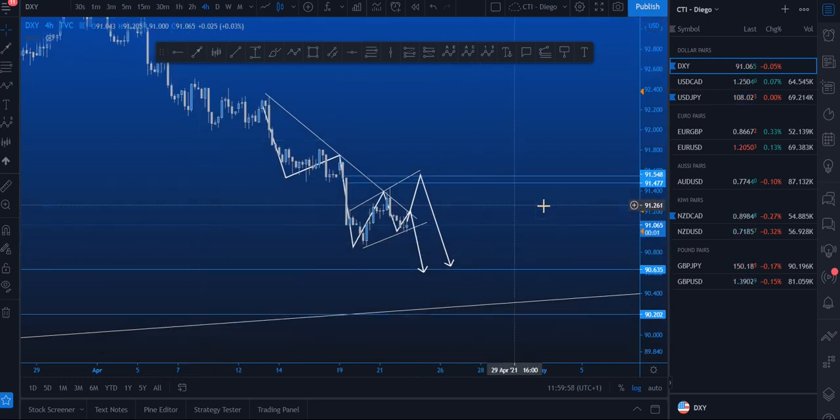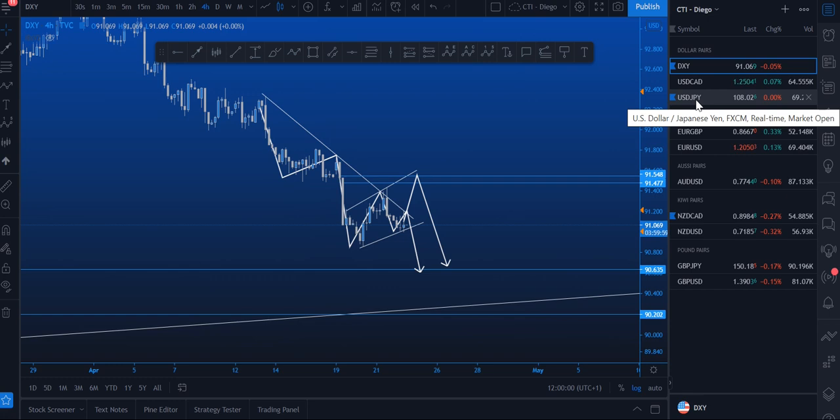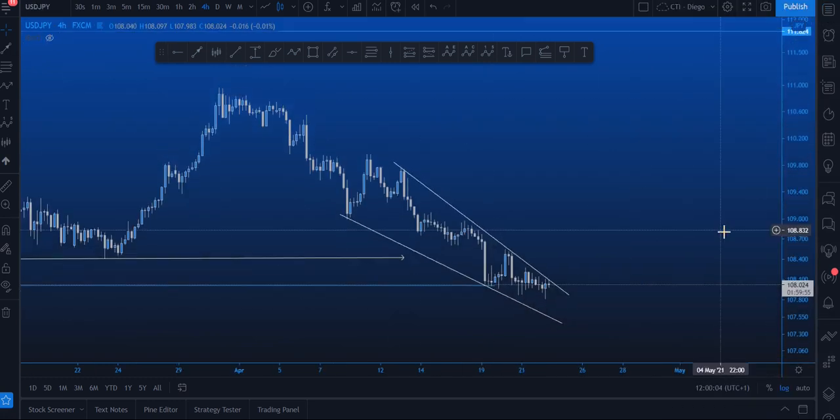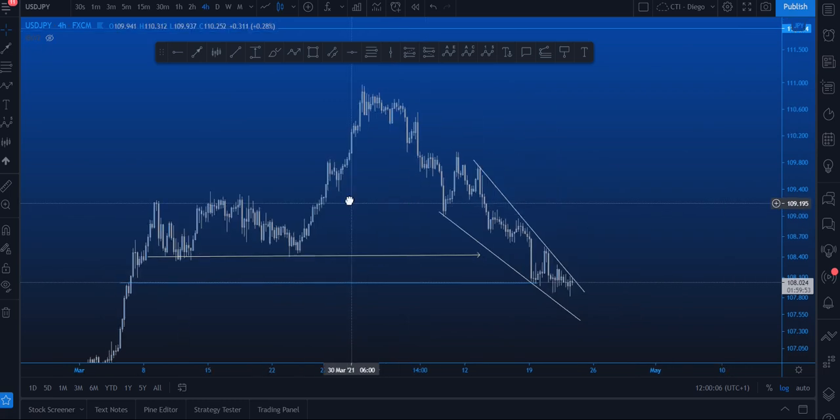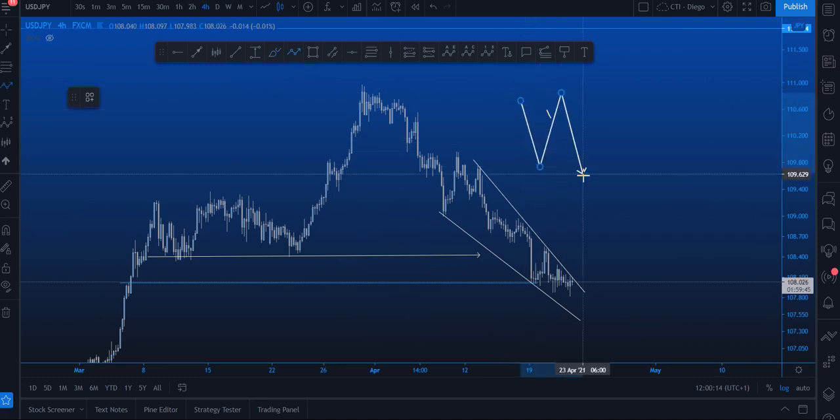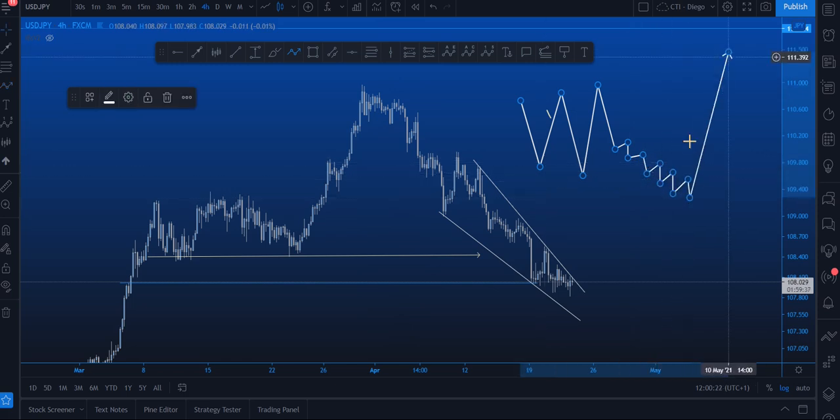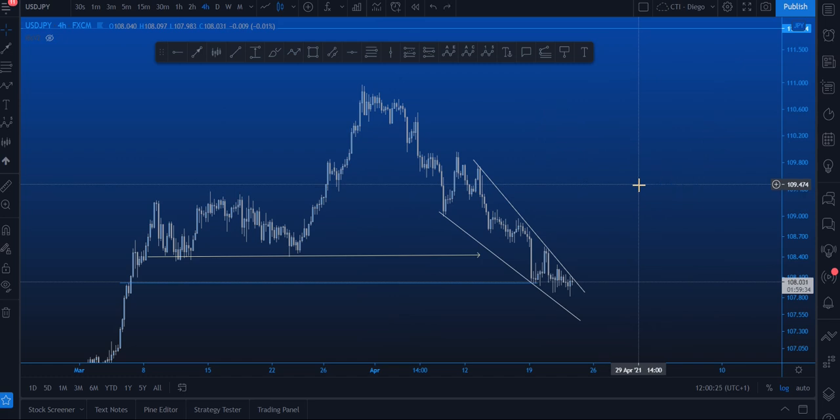Next on the list is dollar yen. With dollar yen, it's really straightforward. It's one of my favorite schematics, which is the double bottom. We've got a double bottom, a break of the double bottom, and we've got some compression. Once we get the compression and we trap traders on the wrong side, then we can get a rally to the upside. So right now on dollar yen, it's looking pretty interesting.